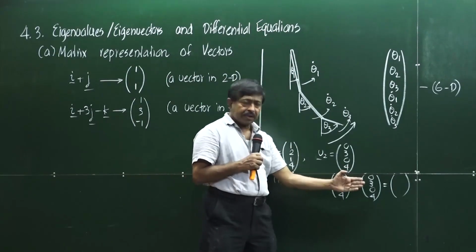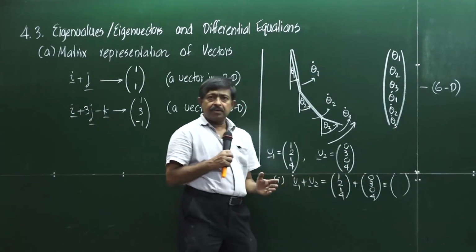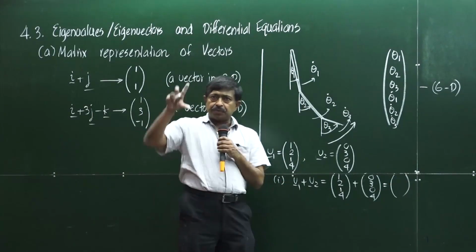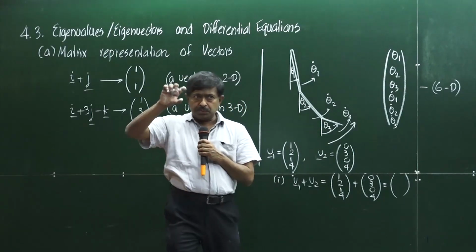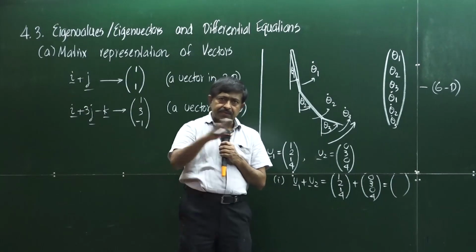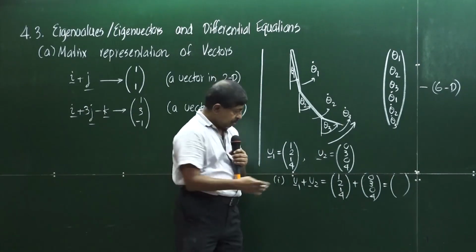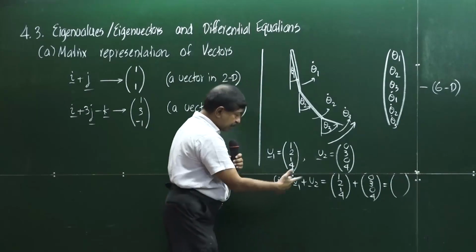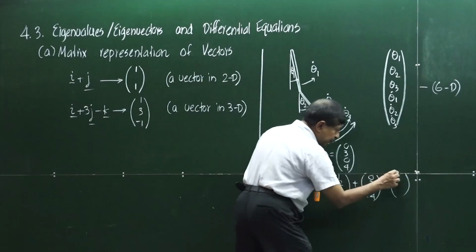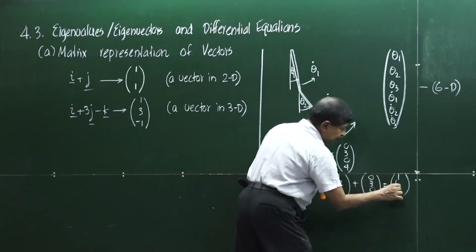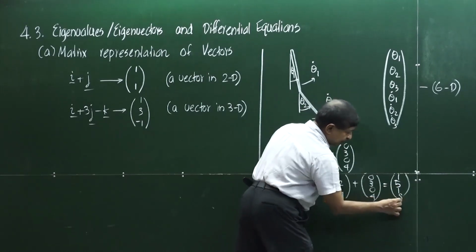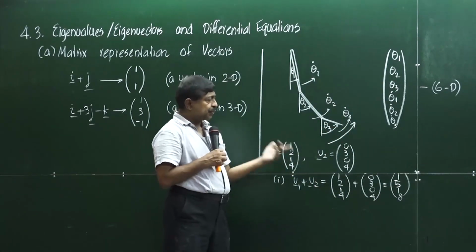If you have something like that, once you represent it like this, you can simply add them using matrix addition. Because you use matrices to represent vectors, now all the matrix algebra can be used to manipulate them. For example, if you want to add these two, you add them. 1 plus 0, 1. 2 plus 3, 5. 1 plus 0, 1. 4 plus 4, 8. So that's the sum of those two vectors.